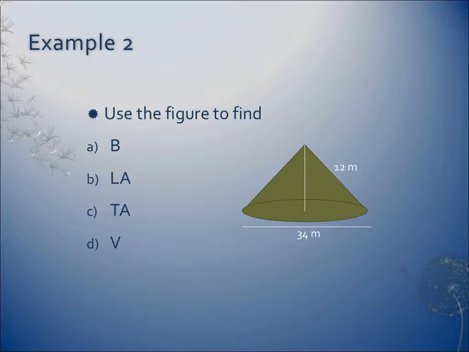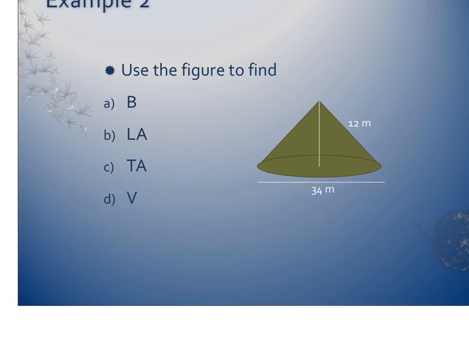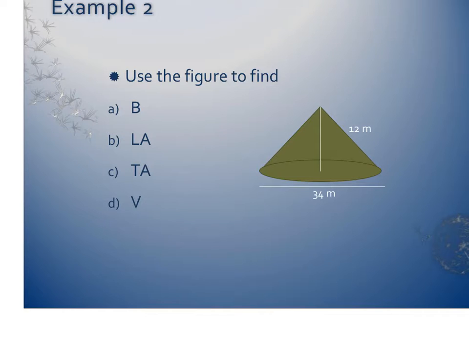Here we go with the cone. All right, so it says use the figure to find each one of these. So for the base area, again, it is a circle. So we have our circle here. Notice this time they gave us a diameter. I need to turn that diameter into a radius. So I'm going to divide that diameter by 2, and I'm going to find out that my radius is 17.